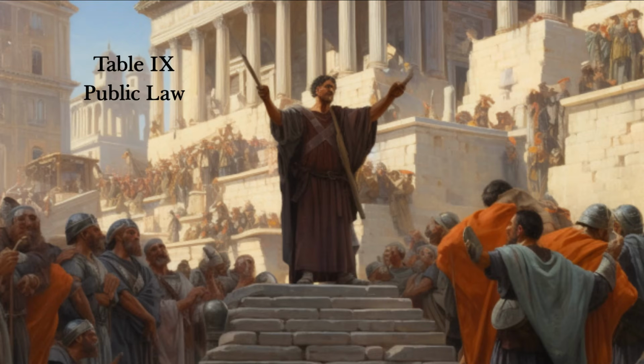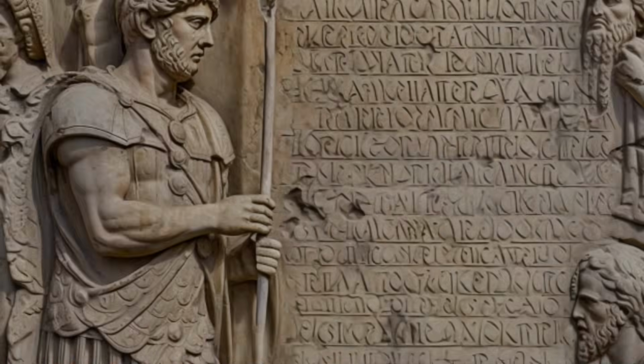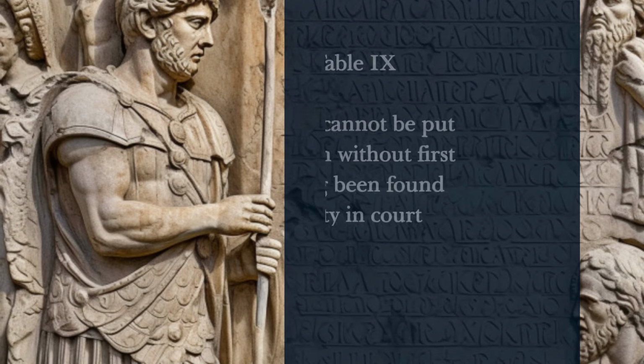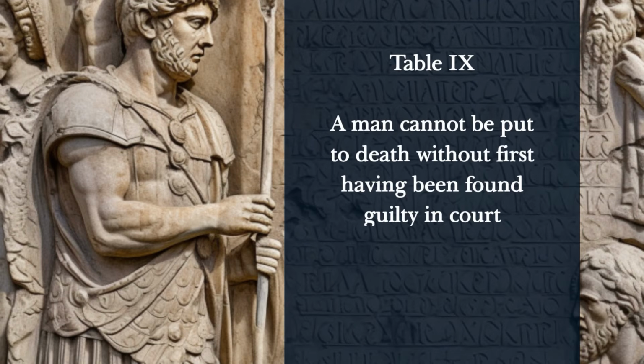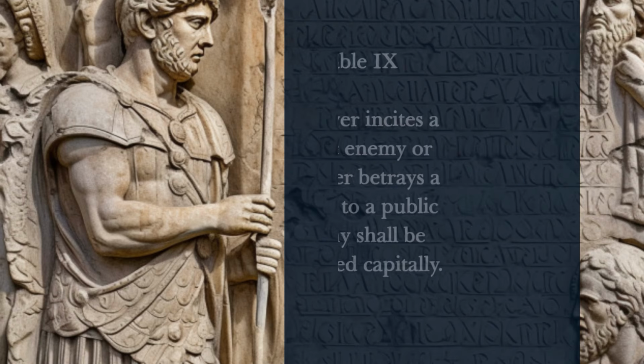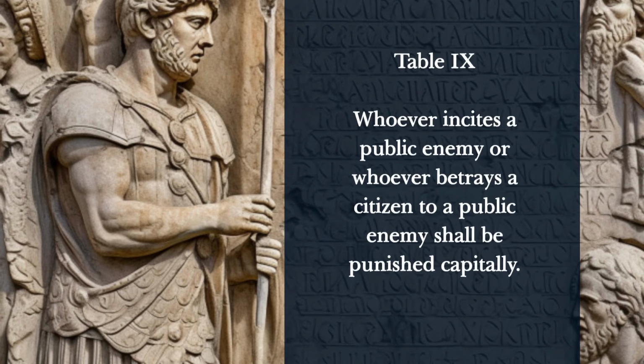Table 9. This table addressed specific regulations related to public matters, such as the rights and duties of Roman citizens in public spaces, the protection of public property. Let's take a look at 2 examples. Number 1. A man cannot be put to death without first having been found guilty in court. Number 2. Whoever incites a public enemy or whoever betrays a citizen to a public enemy shall be punished capitally.